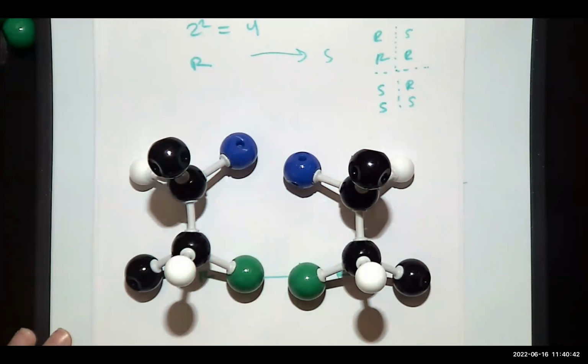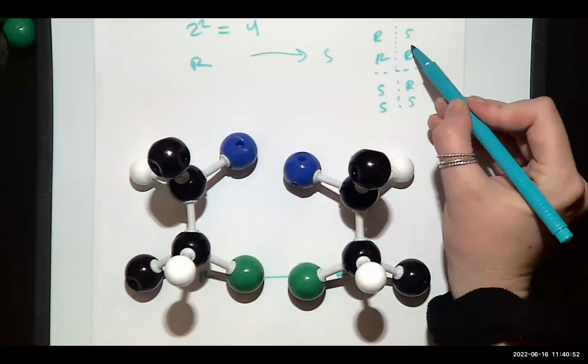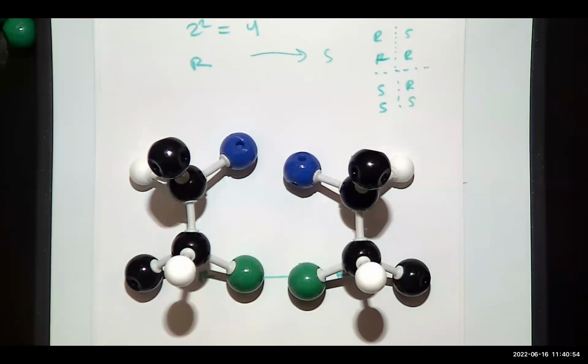So these are the four possible stereoisomers you could get: RR, SS, RS, and SR. Now, I showed you originally RR and SR, and I said these are not mirror images, right? And you all agree? What do you think the relationship between those two is if they're not enantiomers?